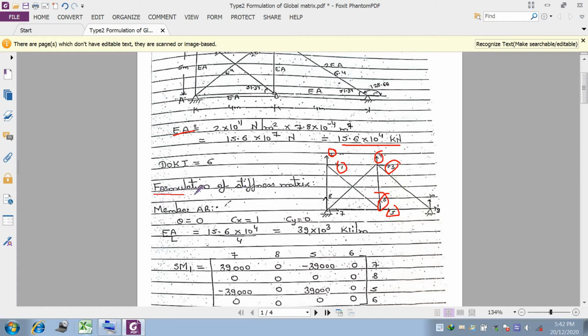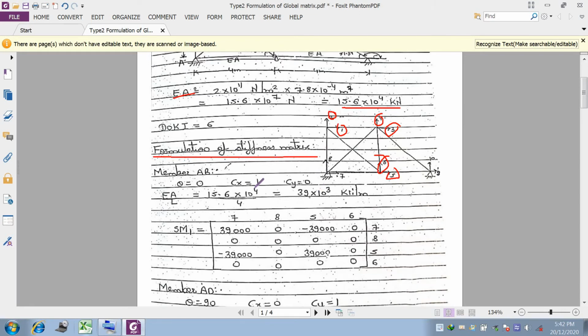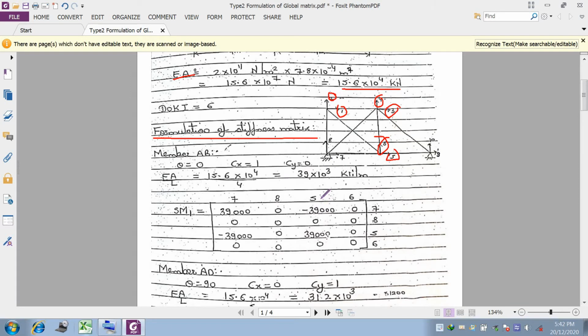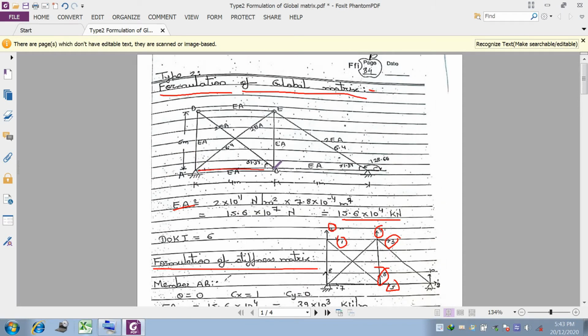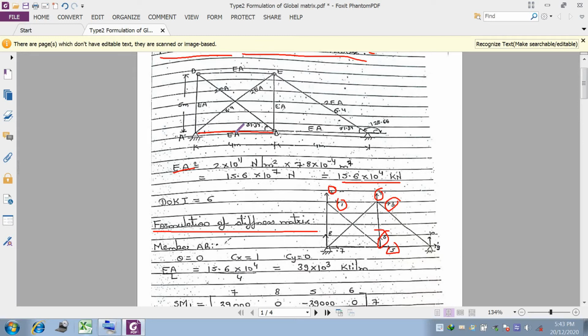The next step, after DOKI, is the formulation of the load matrix. We know this step very well. You have to calculate the stiffness matrix for individual members and then assemble the members accordingly. So first of all, the member is AB. AB is the horizontal member, and here the value of EA is also there. Some members have the value of EA and some members have the value of 2EA.